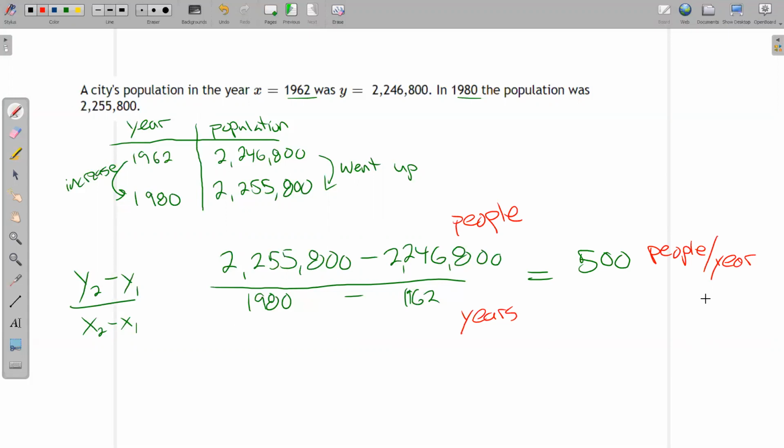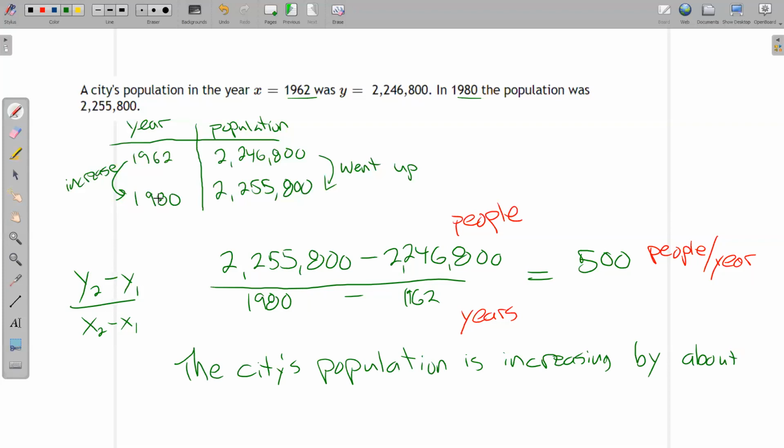And then there's a couple of ways to talk about what this means. I guess, how will I state it today? Don't use the word change, use increase or decrease, or going up or going down, something like that. So the city's population, that was positive, is increasing by about, and I'm using about because I don't have any information about what happened between 1962 and 1980, so this is like an average guess, is increasing by about 500 people per year.